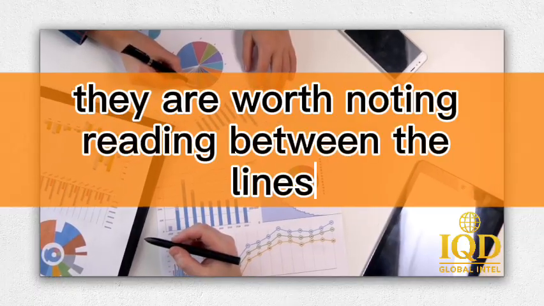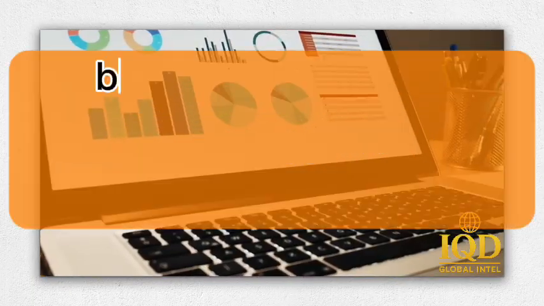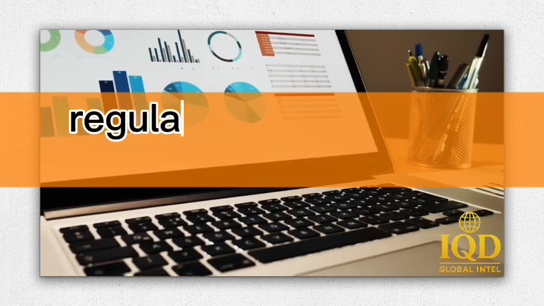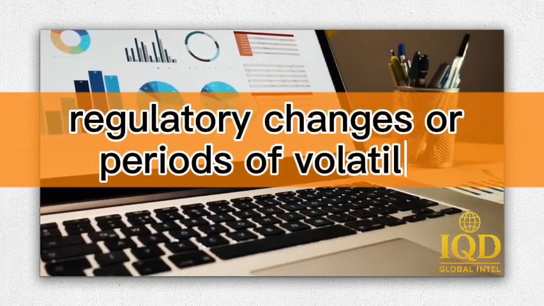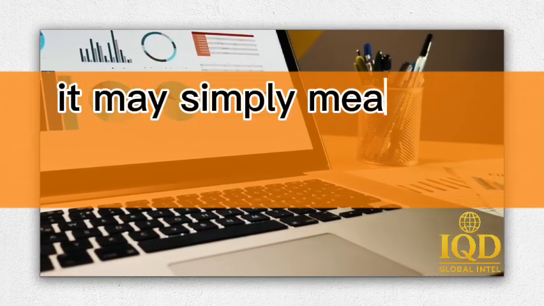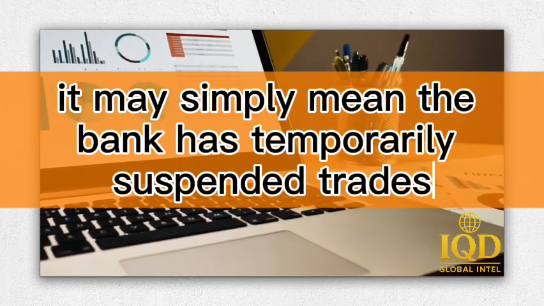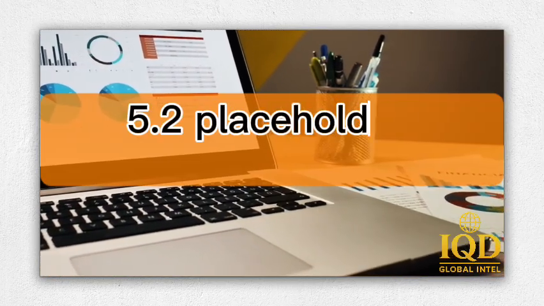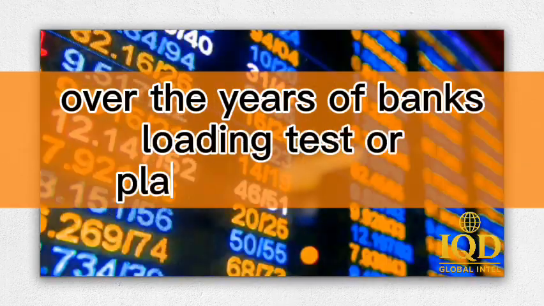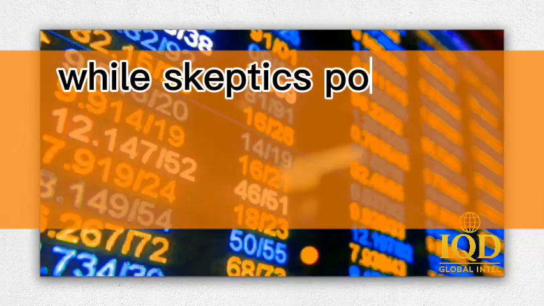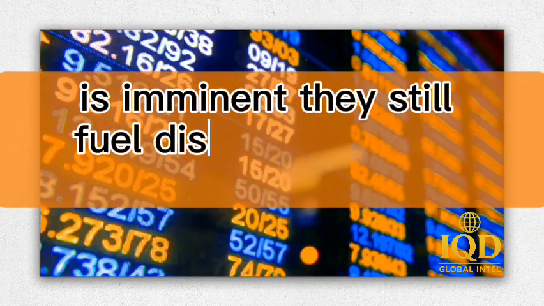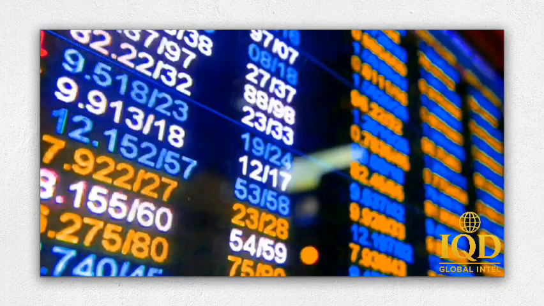Reading between the lines. 5.1 Frozen rates. Banks occasionally freeze certain currencies during global events, regulatory changes, or periods of volatility. If you see a message like "not available," it may simply mean the bank has temporarily suspended trades. 5.2 Placeholder numbers. There have been reports over the years of banks loading test or placeholder rates. While skeptics point out that these don't necessarily mean anything is imminent, they still fuel discussion in the community.